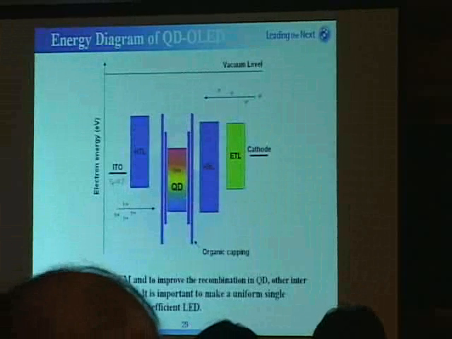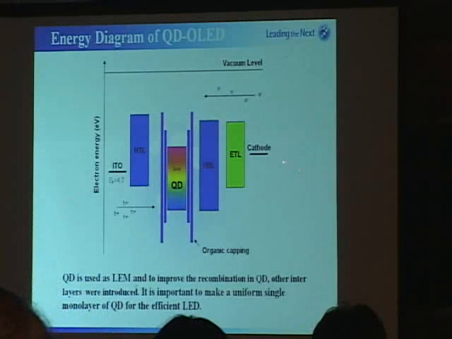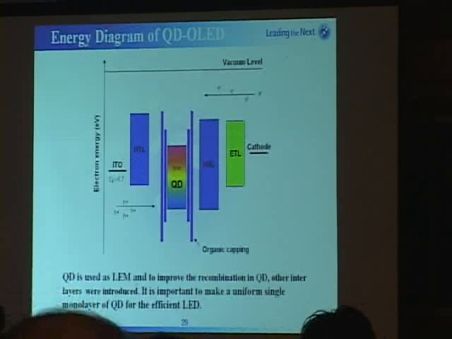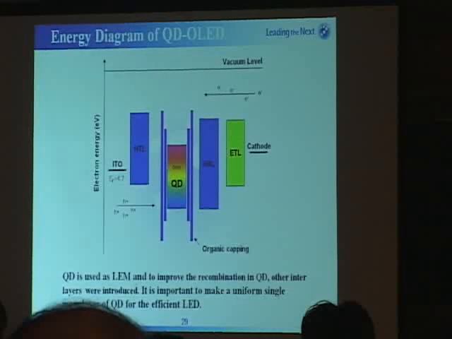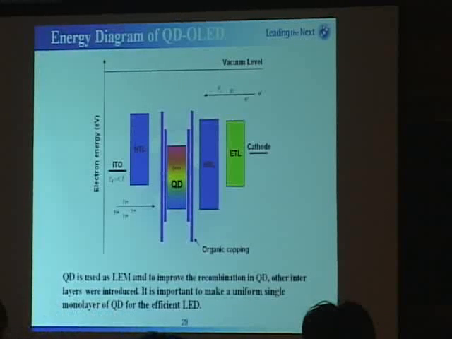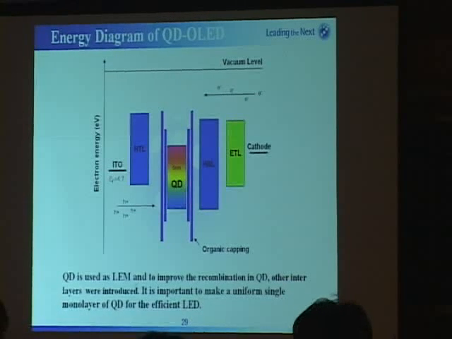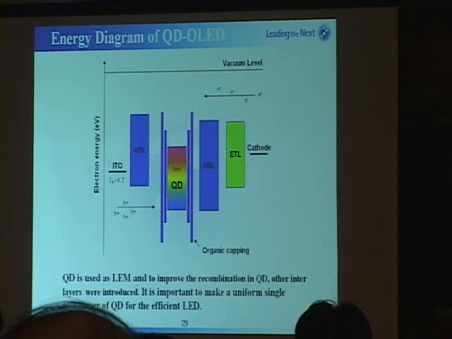This is the energy diagram of the conductor OLED. Between ITO and cathode, the hole transport layer, the electron transport layer, the hole blocker layer, and the emitting layer of the conductor are sandwiched between two electrodes. The conductor is used as a light emitting material, and in order to improve the recombination in the conductor, these other layers are introduced.